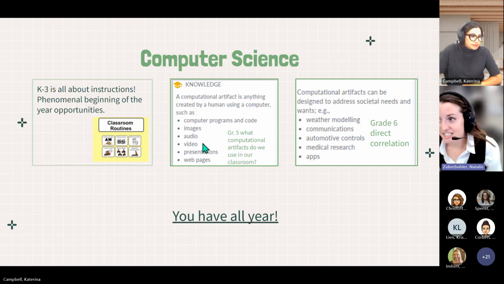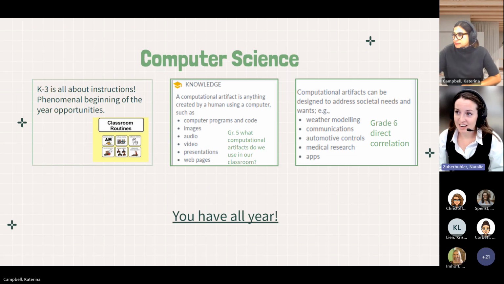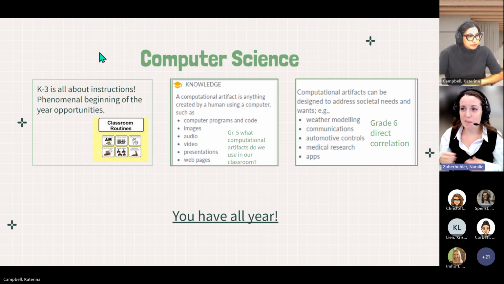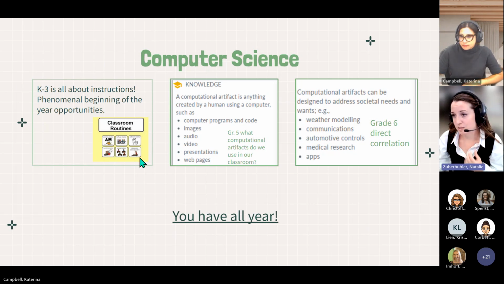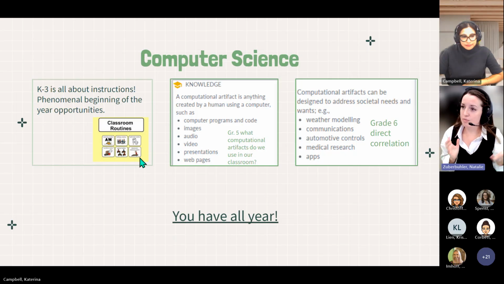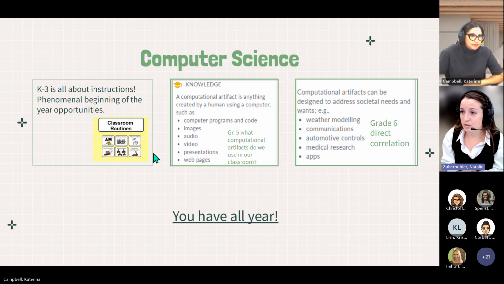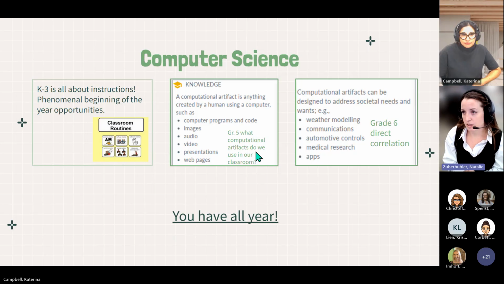Now, computer science. It is an organizing idea, but we have all year to bring that in. However, knowing K to 3 computer science inside and out, it's all about instructions. And we have some amazing beginning of the year opportunities, especially when we're talking about things like fire drills, lockdown drills, how to wash our hands in the bathroom, how to line up after recess. These are all forms of instructions or algorithms. There's a sequence to how things work. So we think it's an amazing time to begin introducing and looking at your computer science organizing idea cusps.